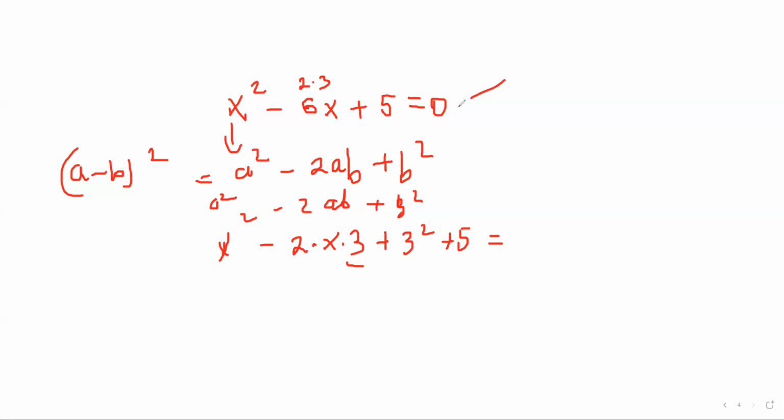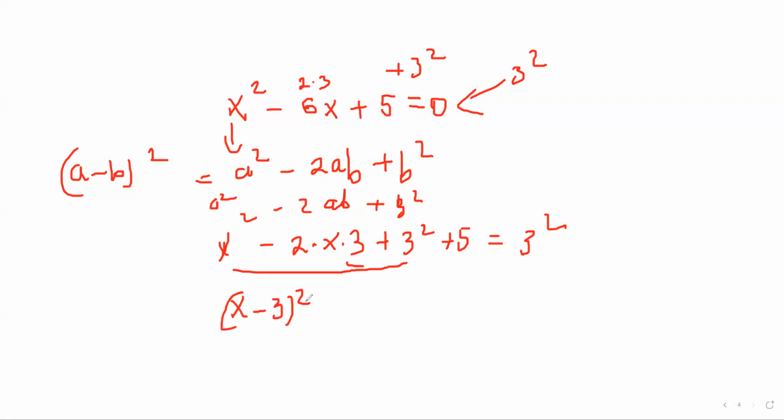So to this equation, we add 3 squared to both sides. In this case, look, (x − 3) squared. This is the expansion of (x − 3) squared plus 5 equals 9. Actually, (x − 3) squared equals 4. From here, we might continue.